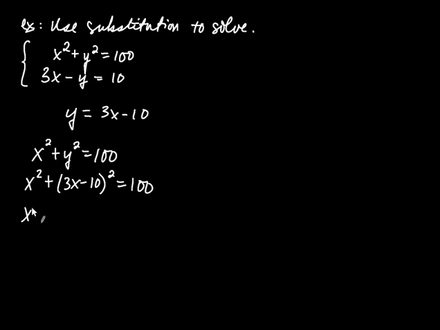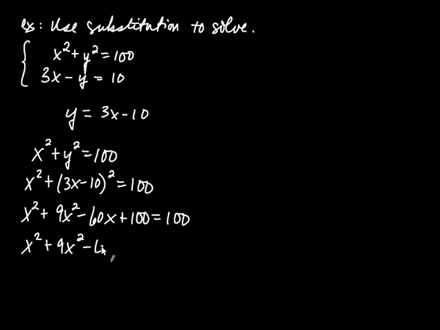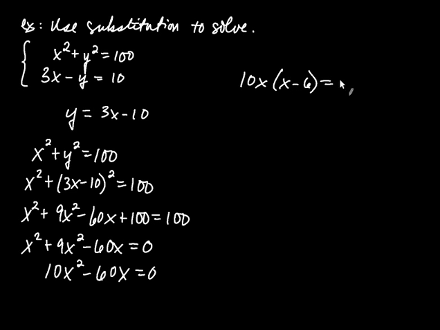So expanding this out, x squared plus 9x squared minus 60x plus 100 is equal to 100. So we've got x squared plus 9x squared minus 60x. And then subtracting 100 from both sides, we get 0 on the right-hand side. Combining like terms, 10x squared minus 60x is equal to 0. So factoring out a 10x, we have 10x times (x minus 6) is equal to 0, and setting each of these equal to 0, x is equal to 0, and x is equal to 6.